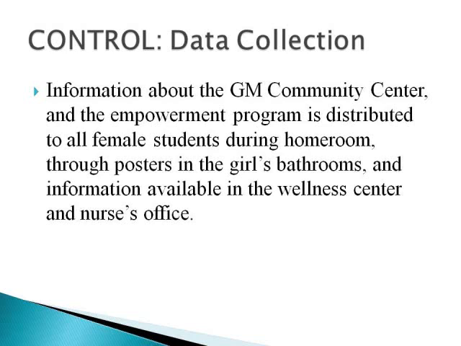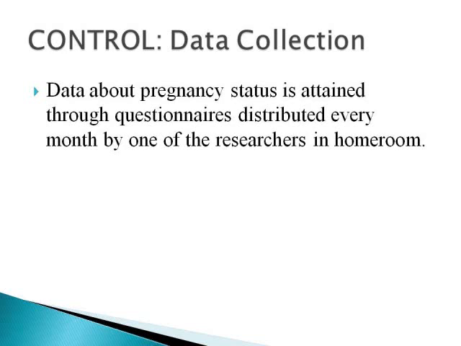Next, information about the community center and the empowerment program is distributed to all the female students during homeroom, through posters in the girls' bathrooms, and information available in the wellness center and the nurse's office. Data about the pregnancy status is attained through questionnaires distributed every month by one of the researchers in homeroom.